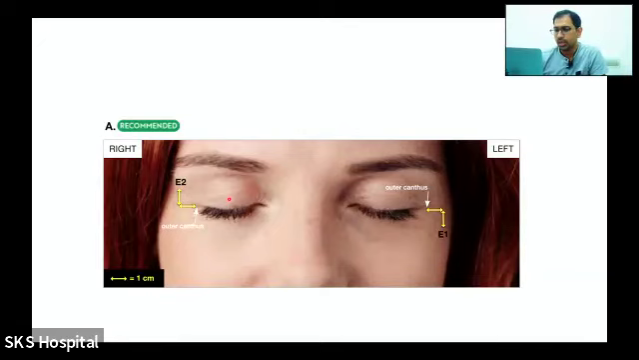Next comes the EOG, where you can see the outer canthus is the reference point on either side. It is 1 centimeter lateral to the outer canthus and above on one side, which is E2, on the right side, and 1 centimeter lateral and below on the left side, which is E1. Again, the convention is left side are all odd numbers, right side are all even numbers. Why is it connected one below and one above? It is to measure the conjugate movements.